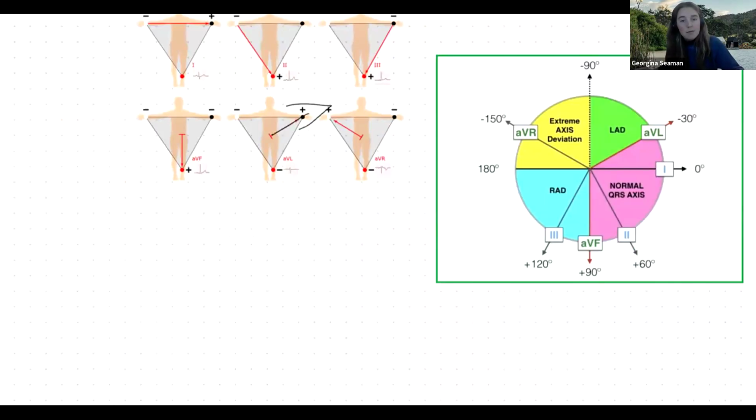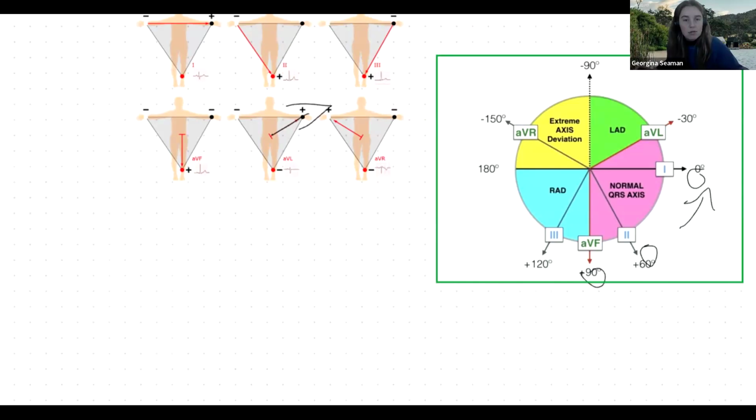Now, we can have different variations of it, and that's why we typically look at 1, 2, and AVF, because that's what our normal direction of positive should be. So we should normally see positive in all of these leads. But if we start to see negative, for example, in AVF and lead 2, then we know that we're heading towards this direction and becoming more positive in AVL, so the axis deviation is probably happening towards that.